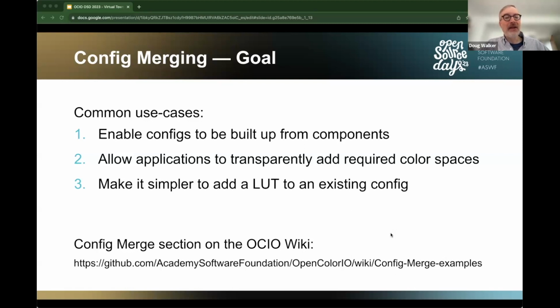And the third use case is a request that we get a lot on our Slack, for example, where users may have a LUT that they want to add to an existing config, for example, like the ACES configs. And the config merging feature would make this a lot simpler for less experienced users to be able to do that. At the bottom of the screen, I've put a link to the wiki where we have more detail on the use cases and other aspects of the merge feature. Next slide, please.